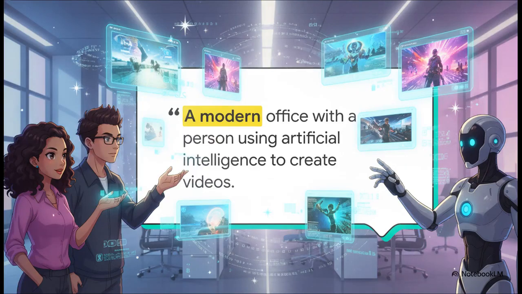Now for step 4, the visuals. This is where you use your prompt as a virtual camera lens. You just feed descriptive magic spells into an AI image or video generator. If you type in a command like, a modern office with a person using artificial intelligence to create videos, the AI analyzes millions of data points to synthesize that exact text. It generates a high-quality, completely unique visual representation of your idea in just seconds.